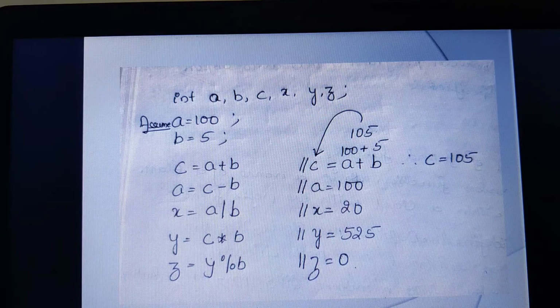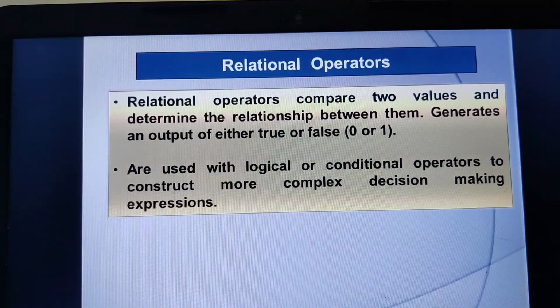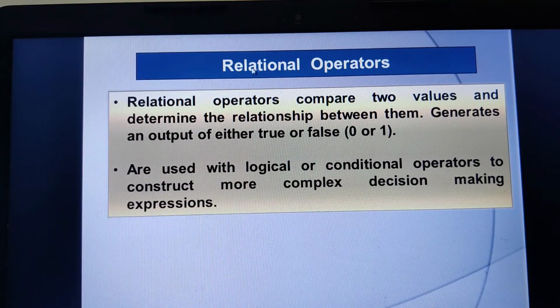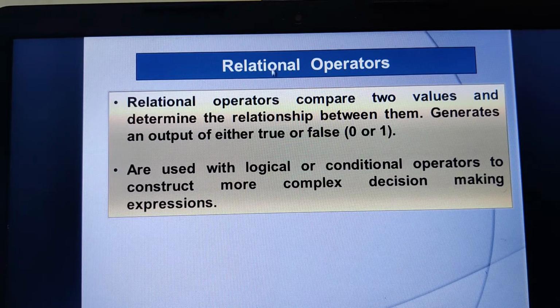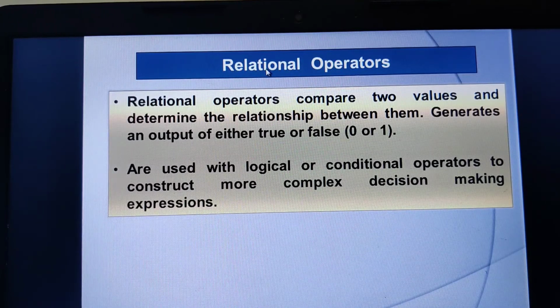Now let us move on to a very interesting topic, that is the relational operators. The word says it itself: relational means it shows the relationship between the two operands. For example, whether A is greater than B, or A is less than B, A is greater than or equal to B, or A is not less than B. So it always shows the relationship between the two operands.